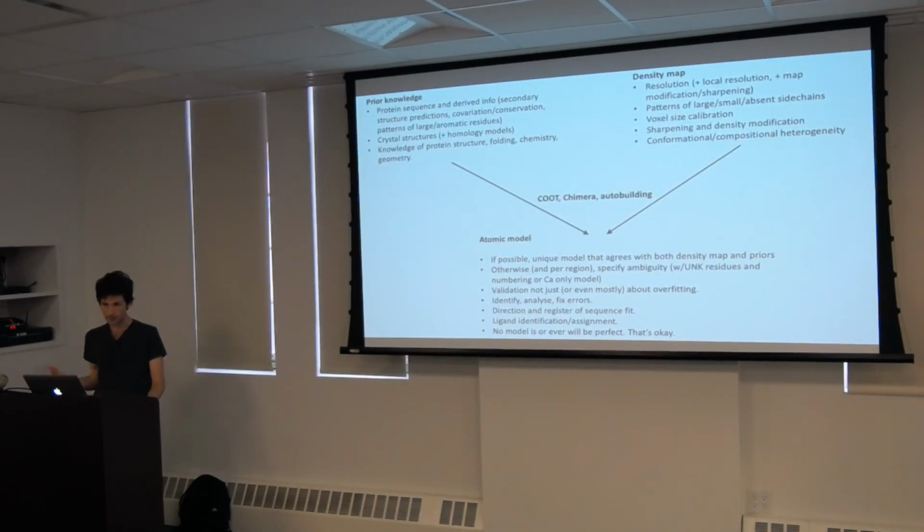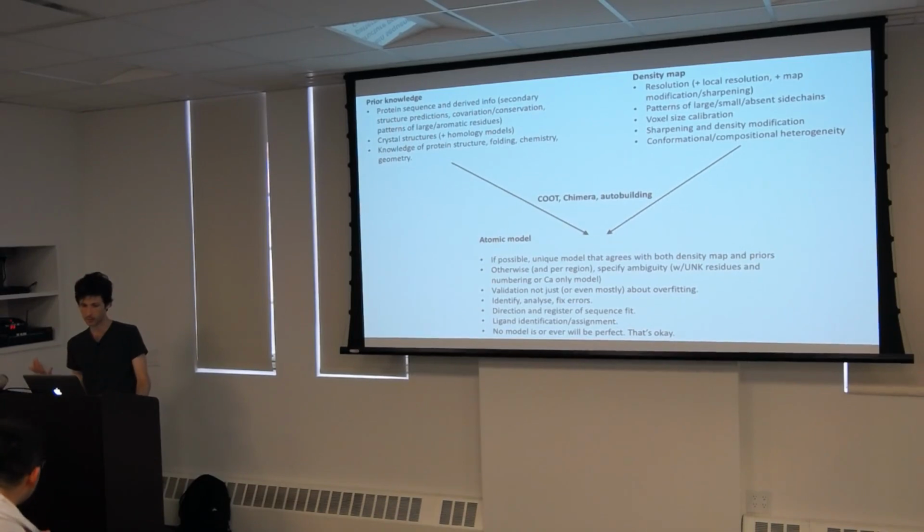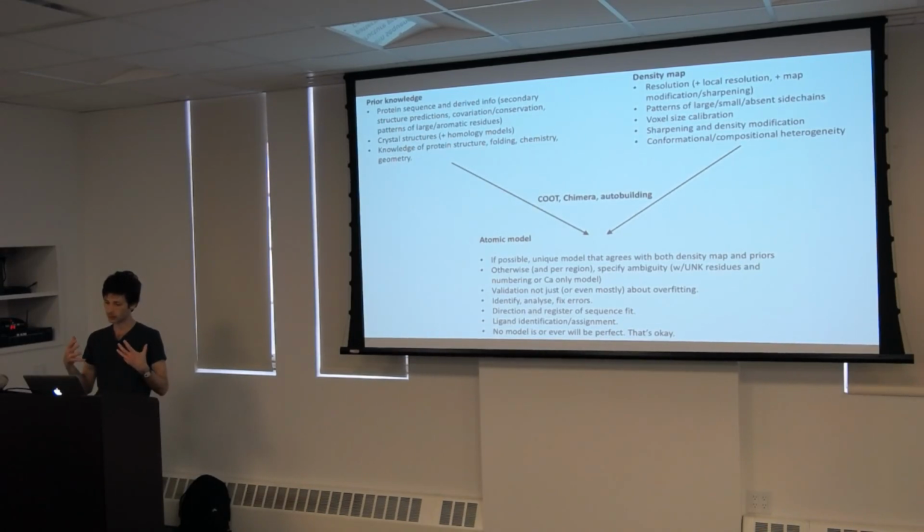And so the types of prior knowledge that we're talking about and the information from the density map that we need to collate include things like as much information as we can derive from the sequence as possible. So, just the primary sequence itself, but also secondary structure prediction and disorder prediction provide extremely useful constraints when building an atomic model. And the sequence conservation and patterns of, let's say, structurally unique residues.